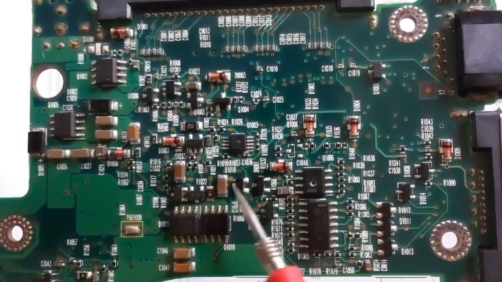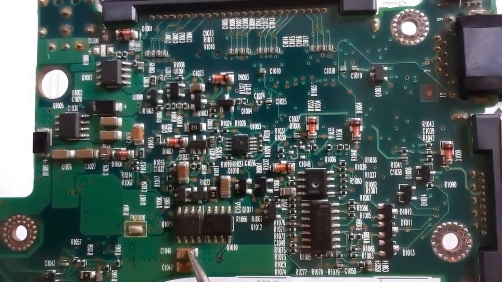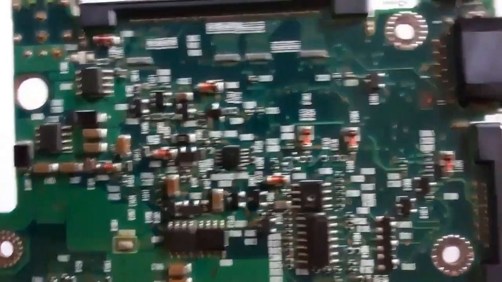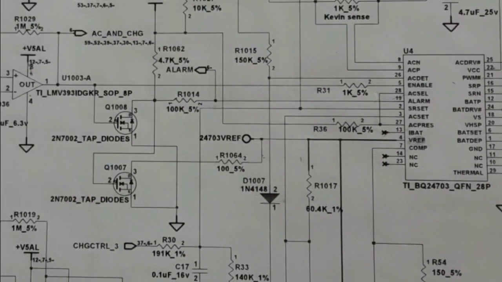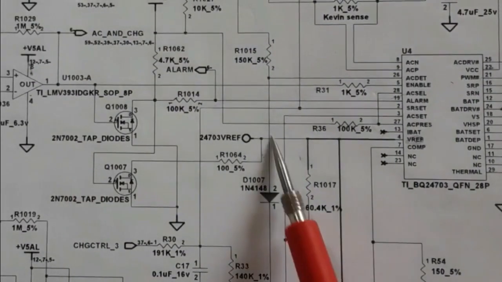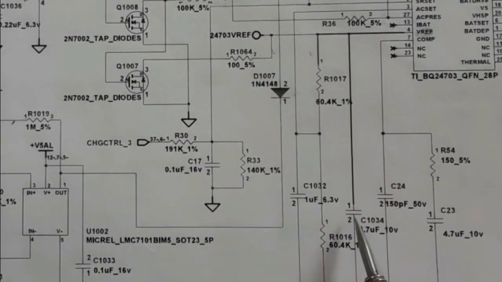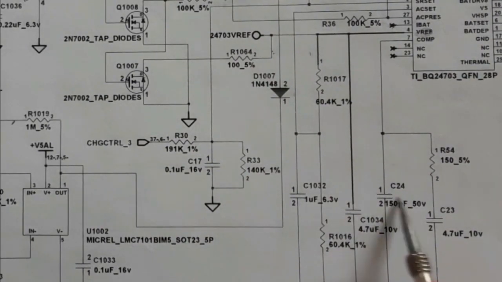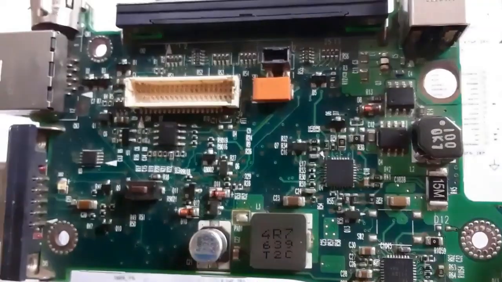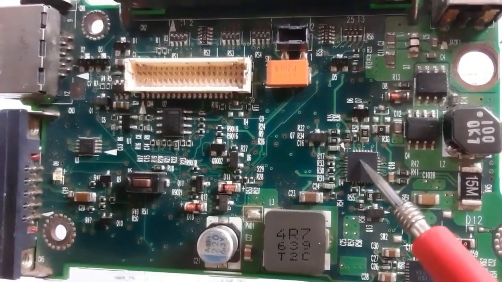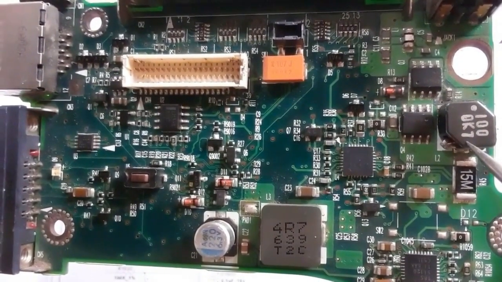Here we have ceramic capacitors. A ceramic capacitor is not a polarized capacitor. Let's see the symbol in the schematic. This is a ceramic capacitor with no plus or minus. So this is a normal capacitor, a ceramic capacitor, or pF capacitor. Here we have the power management IC.